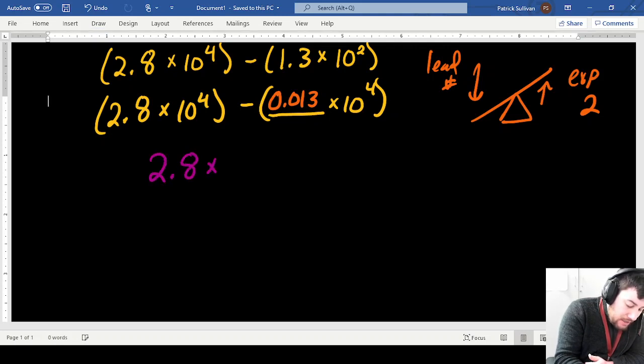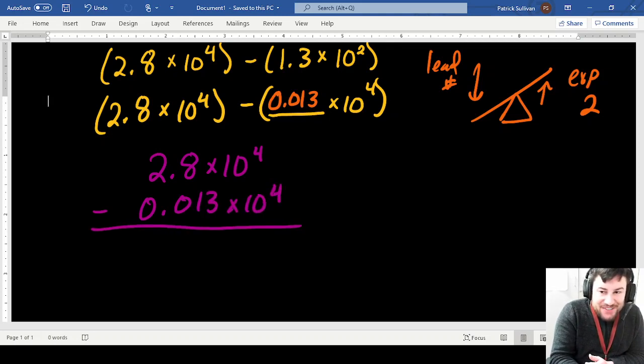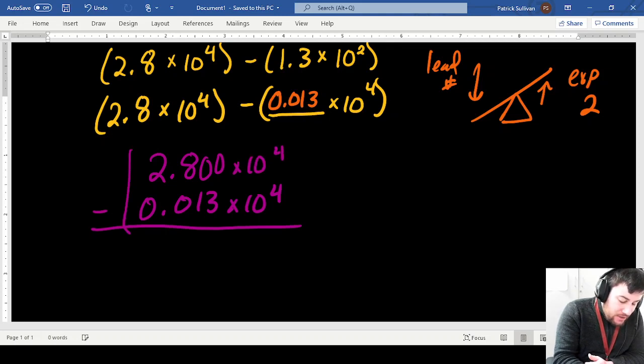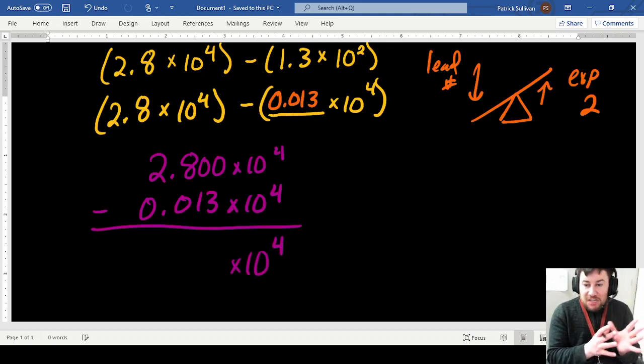So 2.8 times 10 to the fourth minus 0.013 times 10 to the fourth. Now again, we're going to be putting these lead values into our calculator, but just to make our problem look proper, I'm going to ensure that these lead values right here all kind of match up. So all I did was I added in 2 placeholder zeros right here. All right, so I know my final answer, you keep the times 10 to the whatever power, in this case it's times 10 to the fourth, and then to evaluate, again, always use a calculator.